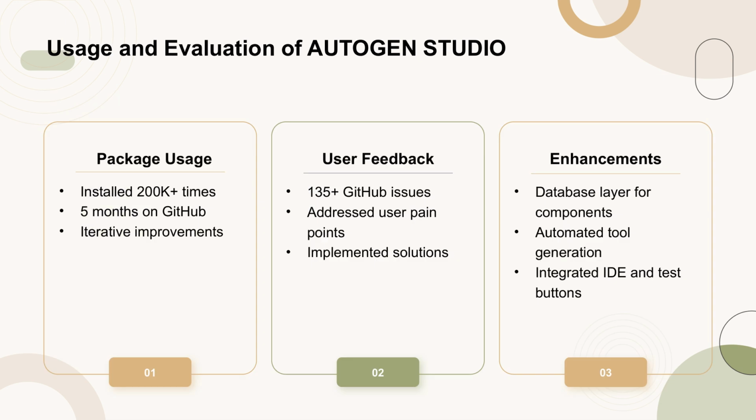The AUTOGEN Studio package has seen significant usage since its release on GitHub, with over 200,000 installations in just 5 months. This widespread adoption has allowed for an iterative evaluation approach, leading to improvements based on more than 135 GitHub issues. User feedback highlighted several challenges, which were subsequently addressed.